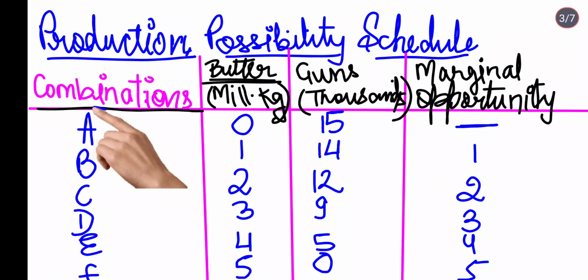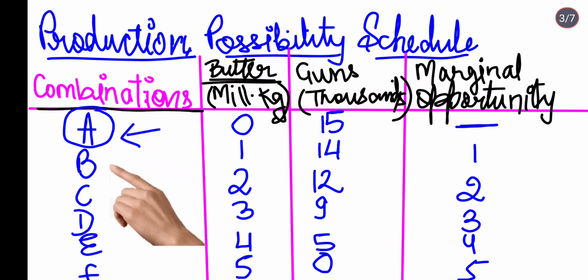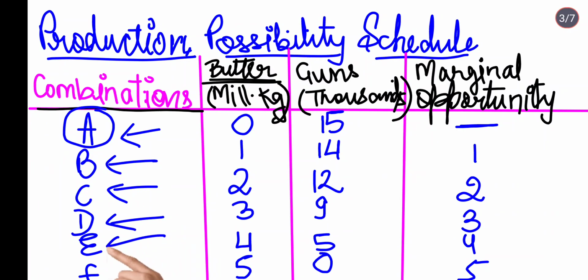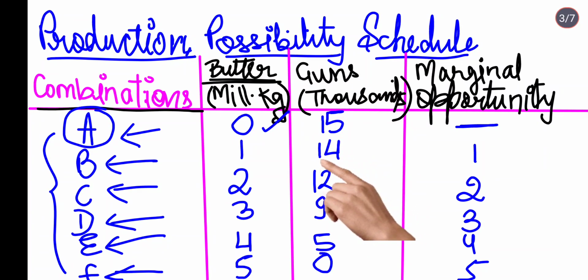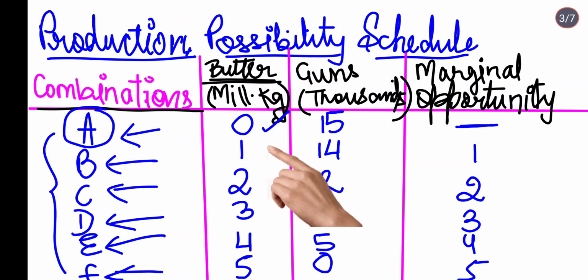So here we have a schedule, and the combinations that we have, first is A, then B, then C, then we have D, then we have E, then we have F. So these are the 6 combinations that we have made, and in all these combinations, the first combination A is going to have 0 kg of butter, and guns we are going to be producing 15. So let's suppose the maximum to which we can use all our resources is 15 guns and then no butter. Then if we want to produce some kg of butter, then we need to sacrifice guns. Now the sacrifice that we have made here is 1 unit. So for 14 guns we can have 1 million kg butter.